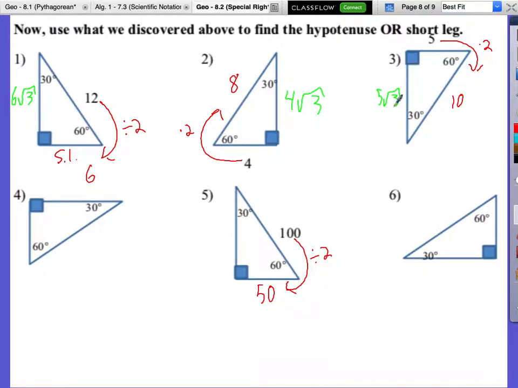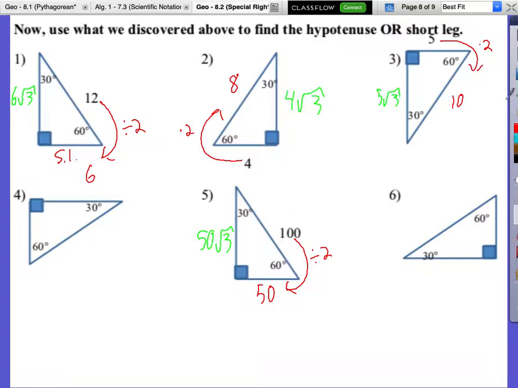Are we noticing a pattern? Everything's the same as the short leg, but what do you do to the short leg? What operation? Multiply it by the square root of 3. So what's our fifth one going to be? We have our short leg is 50. 50 square root of 3.